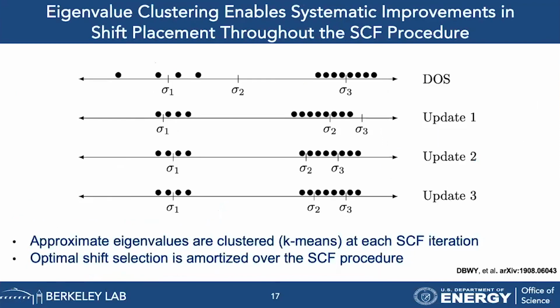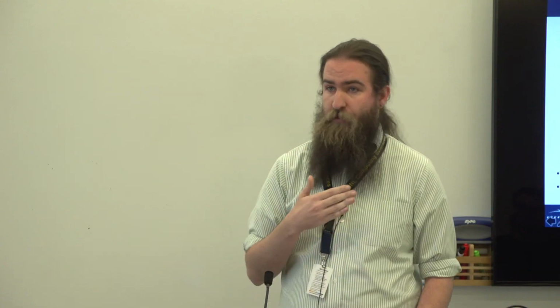And then, because the density of states approximation can be a rather crude partition of the spectrum, we're actually able to amortize the optimal shift selection over the SCF as well. So even though we may have a crude approximation to the proper shift selection, where maybe we have some shifts that are in regions that don't have many eigenvalues, through clustering of the previous set of eigenvalue approximations, we're able to iteratively update the shift selections throughout the SCF such that those converge at roughly the same rate as the SCF converges.